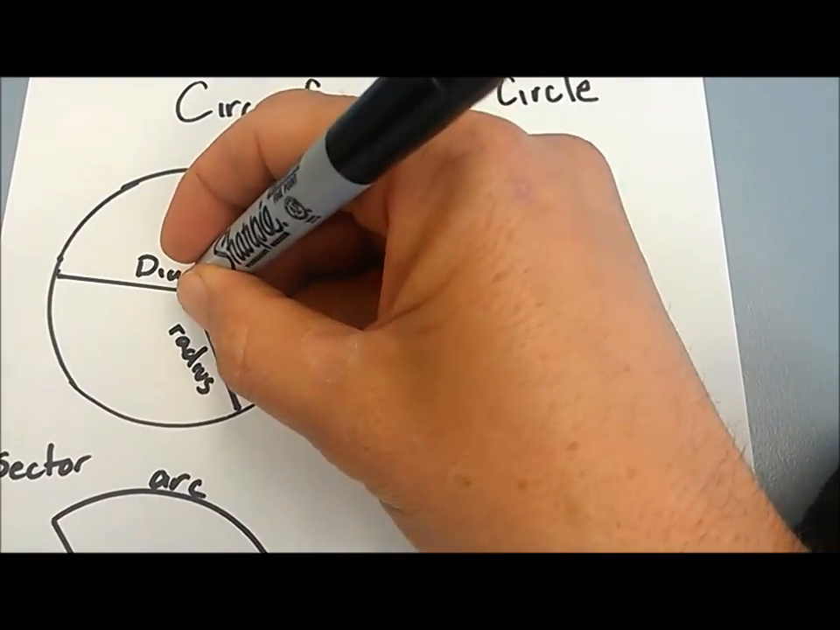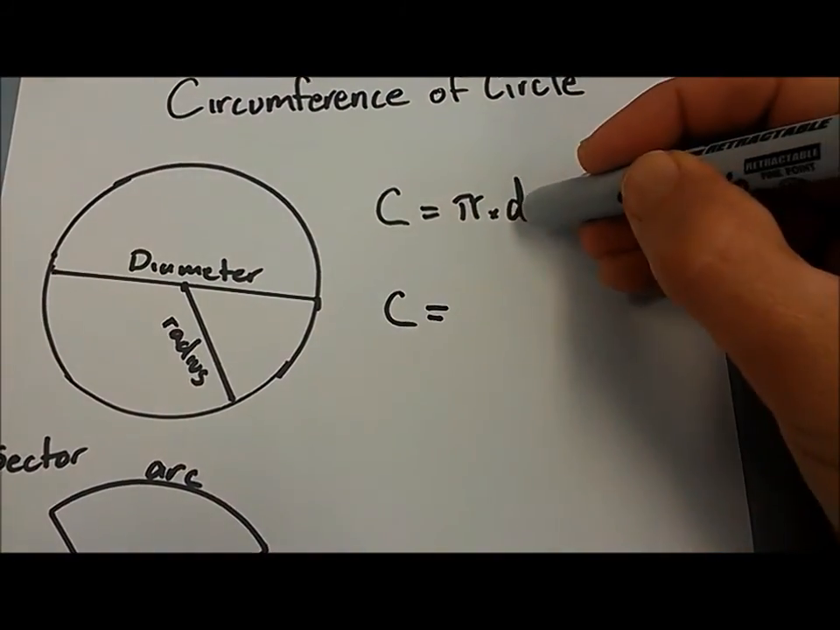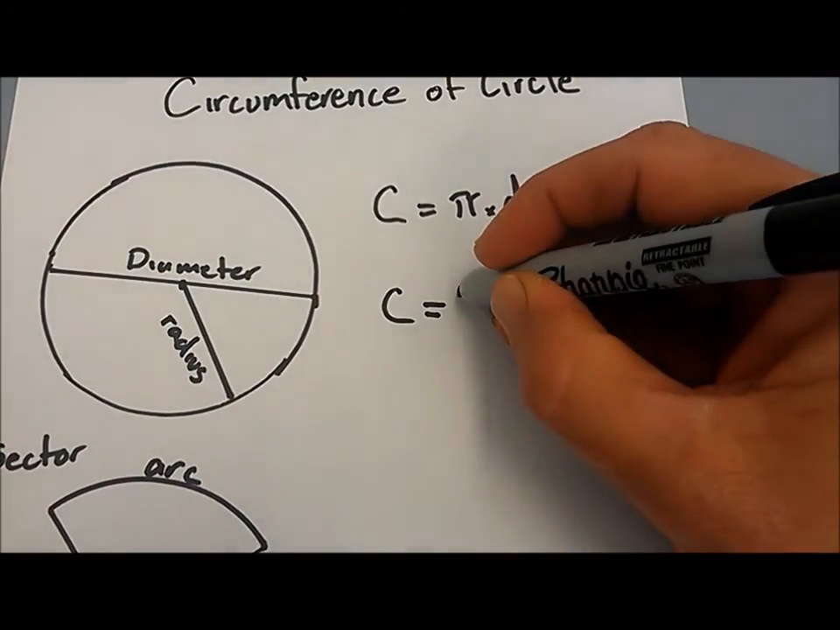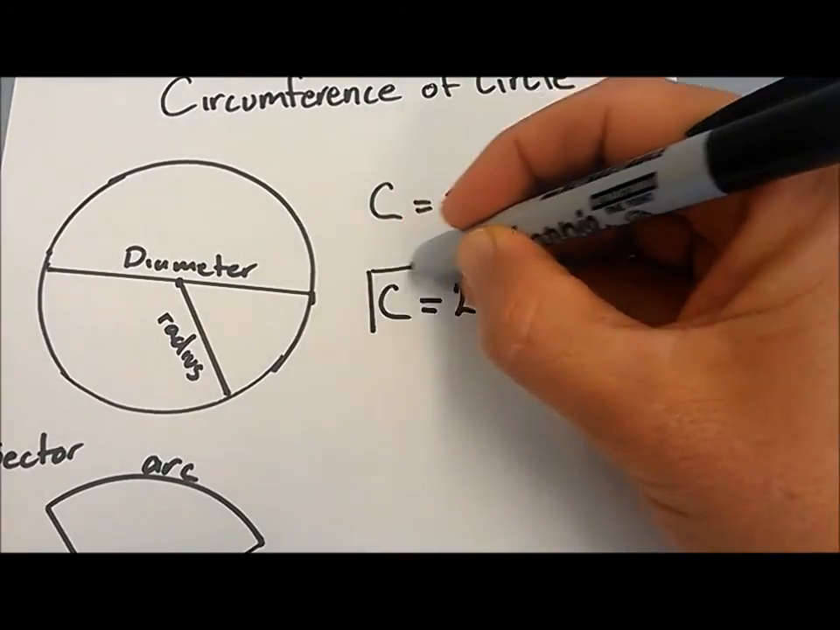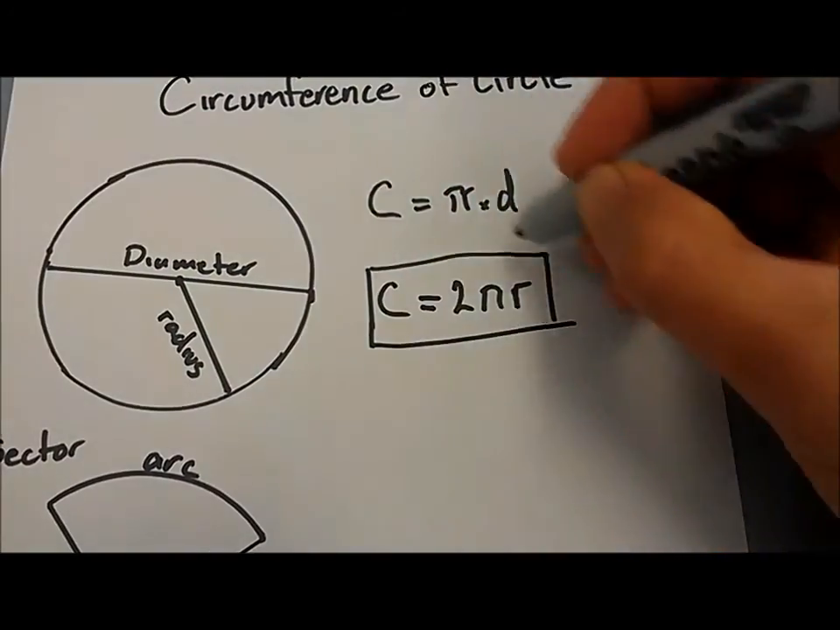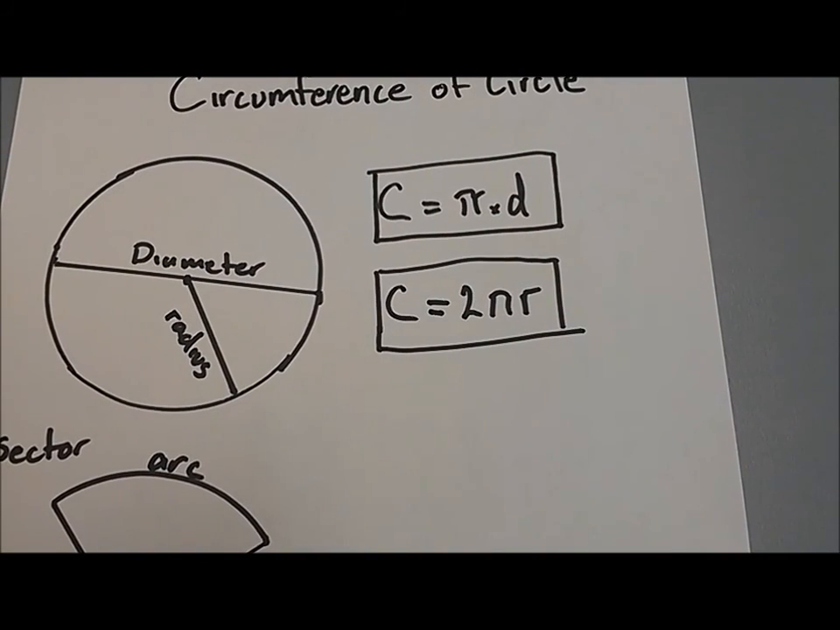Another thing would be the radius of a circle, which is half the diameter. So in other words, two radiuses make up that diameter. So another one would be 2 pi r, with two radiuses being the diameter. So either of those two would be formulas we could use for the circumference of a circle.